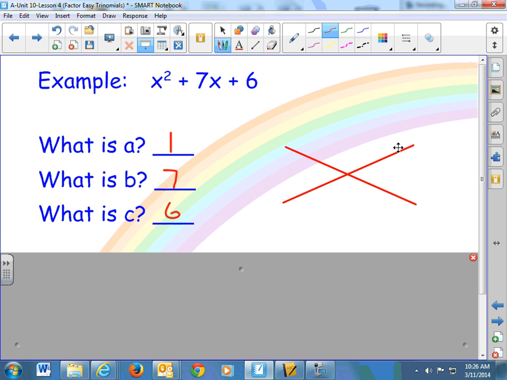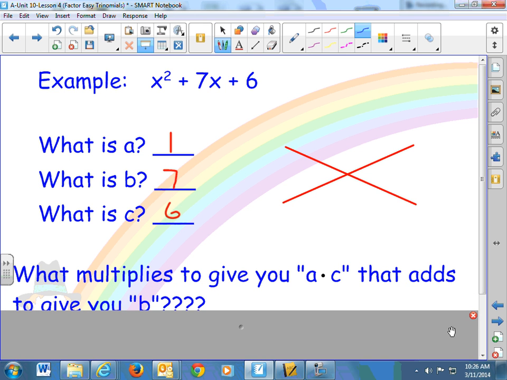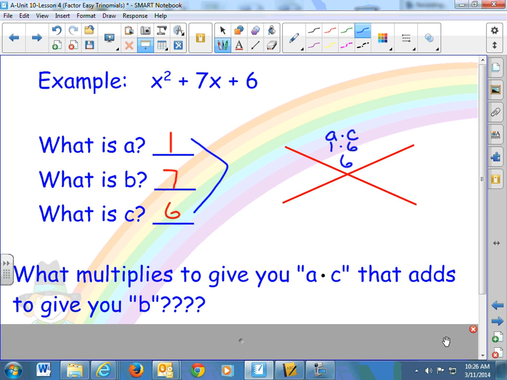Now, I got this fancy little x over here, and we're going to show you how to use that. First, you're going to multiply A times C. Well, luckily, we got the easy math today. A times C is 1 times 6, which is 6. So in the top of that fancy x, we're going to put the product of A and C, which is 6. On the bottom, we're going to place B, and that is 7.